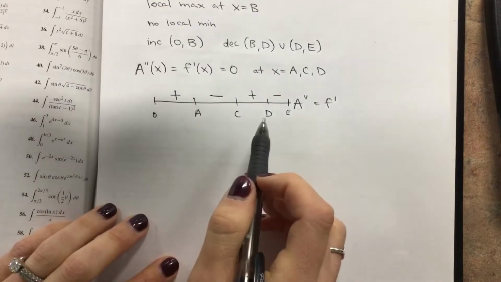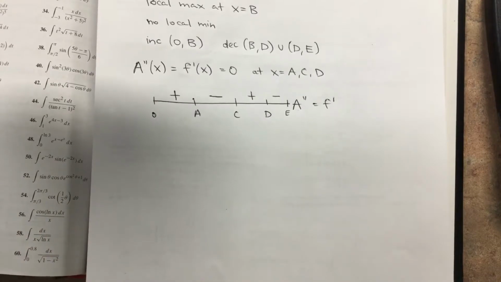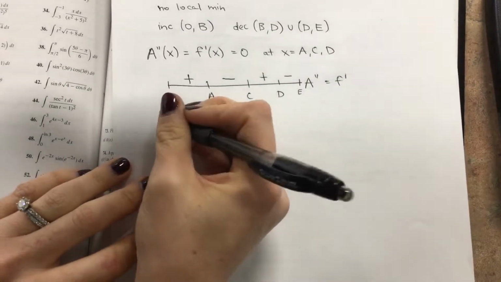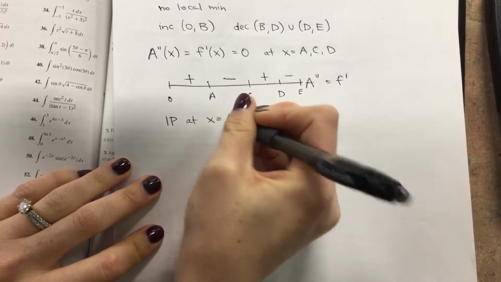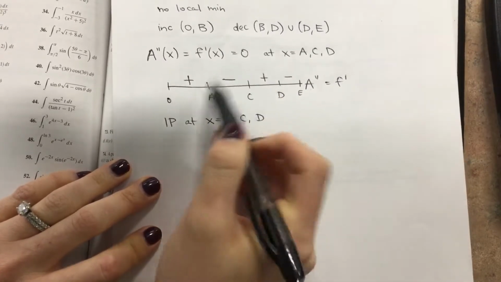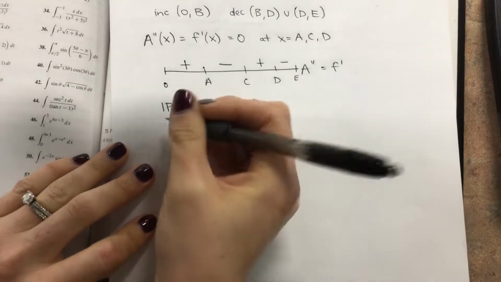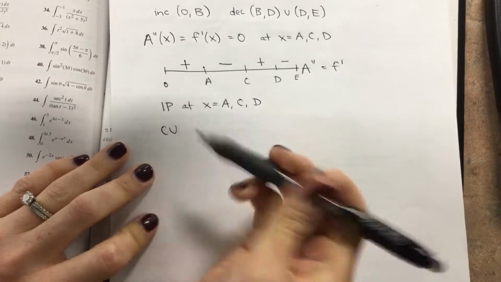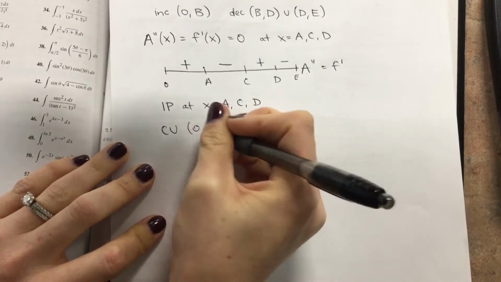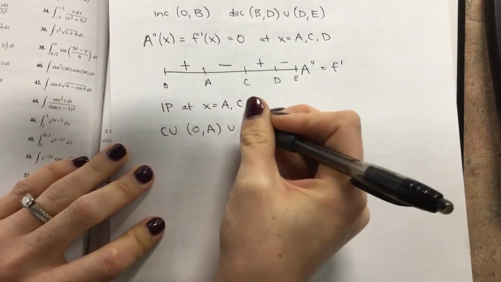So we use these signs to tell the concavity. We use the sign changes to tell the inflection points. So the inflection points would be at x equals a and c and d, because those are all sign changes on the second derivative. The graph would be concave up anywhere the second derivative is positive. So first from 0 to a, and then again from c to d.